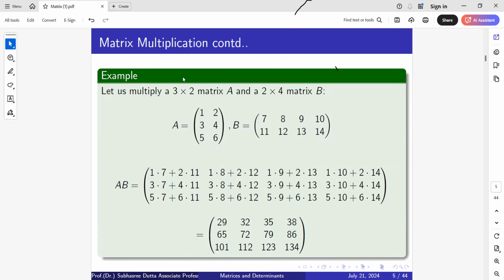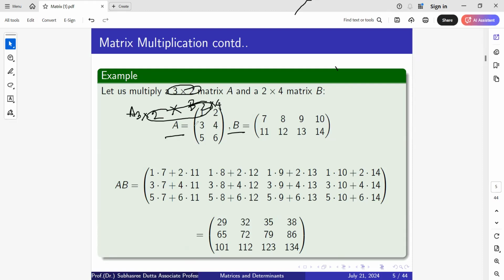We can see another example. Suppose I'm multiplying a matrix A, a 3 cross 2 matrix, with B, which is a 2 cross 4 matrix. It's obviously multiplicable because these two are the same. So this is A, this is B.